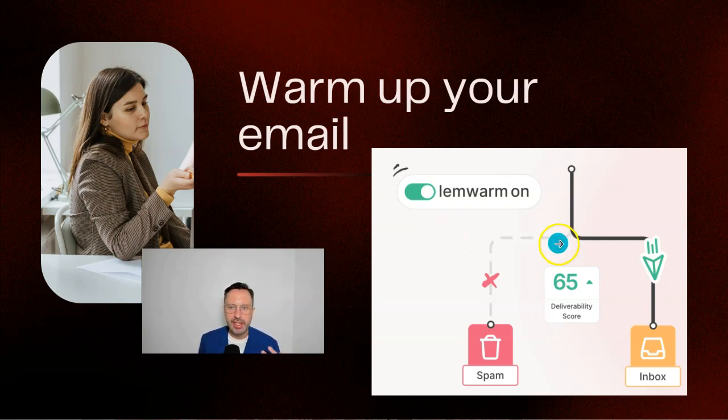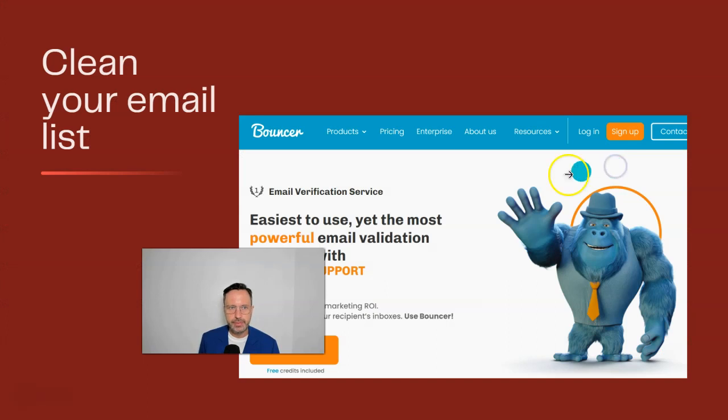An example here that I use is Lemwarm, which is available through Lemlist. And I run that for a couple of weeks to warm up a domain. And then I start sending the cold emails. I might start sending maybe 30 a day. The second week, improve that up to 70. And then eventually get up to around 200 emails per day going to my cold email list.